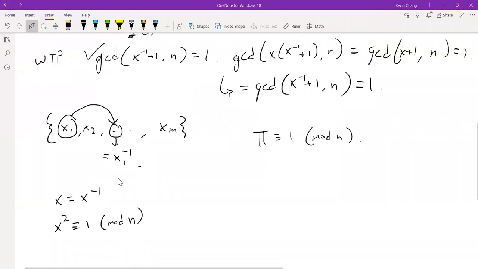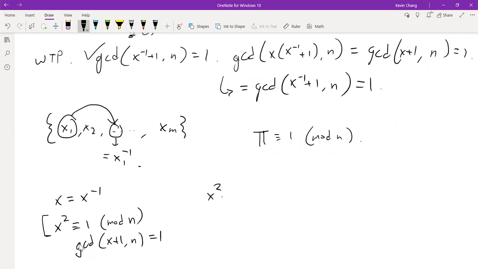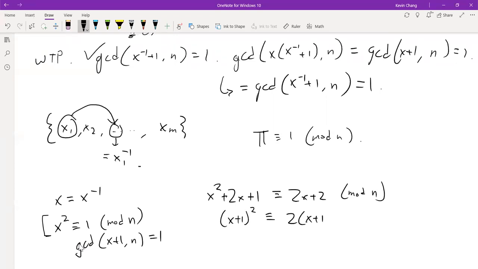And we're going to do that by looking at the GCD of x plus 1 and n. So we know this is equal to 1 because x is an element of S. And so let's add the expression 2x plus 1 to both sides of this congruence right here. So we have x squared plus 2x plus 1 is congruent to, and then 2x plus 1, if we add it to 1, we get 2x plus 2. That's 2 mod n, right? And we can factor both of these: x plus 1 squared is congruent to 2 times x plus 1 mod n.